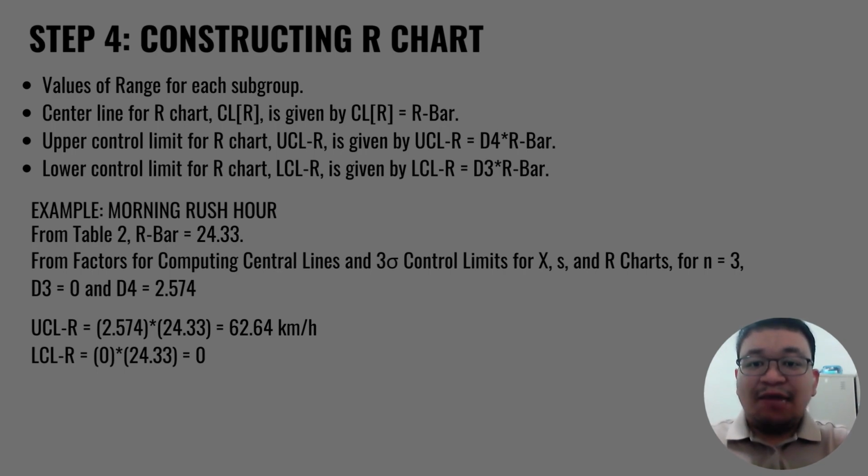By using the same example, from Table 2, the R bar is equal to 24.33. From the factors for computing central lines and 3 sigma control limits for the X bar, S, and R charts, for n equal to 3, D3 is equal to 0 and D4 is equal to 2.574. Therefore, by applying these values into the formulas, we obtain the UCLR equal to 62.64 km per hour and the LCLR equal to 0.